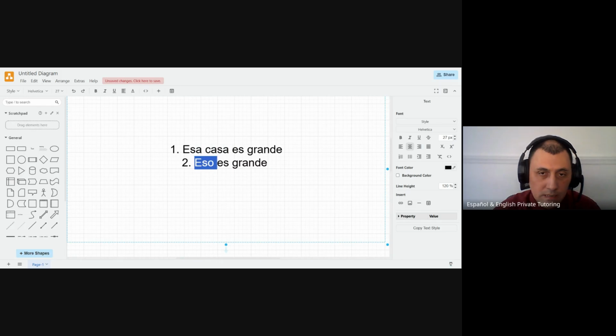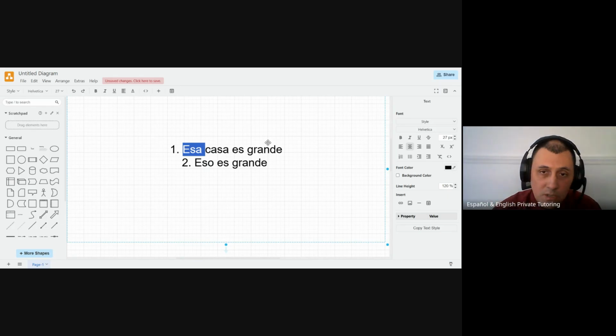But eso is not an adjective, it's a pronoun because it's replacing an idea, it's replacing an object that is not describing the sentence, or it's just a general statement. Okay? That's why it's a pronoun. Pronouns normally replace something in the sentence. Adjectives describe.